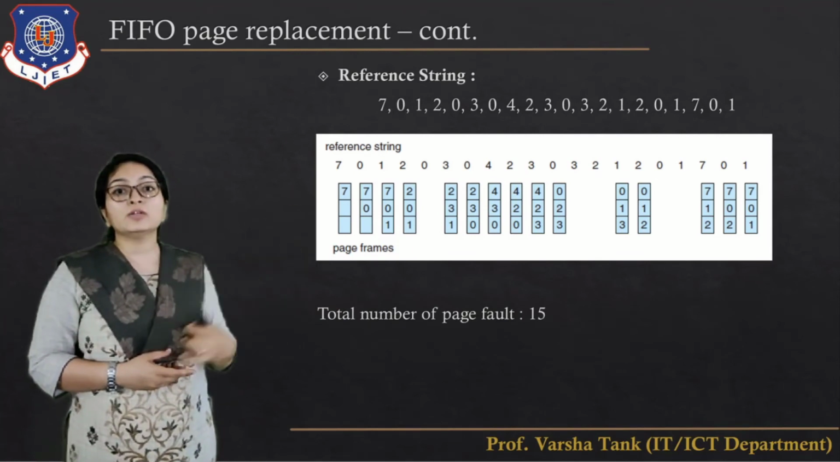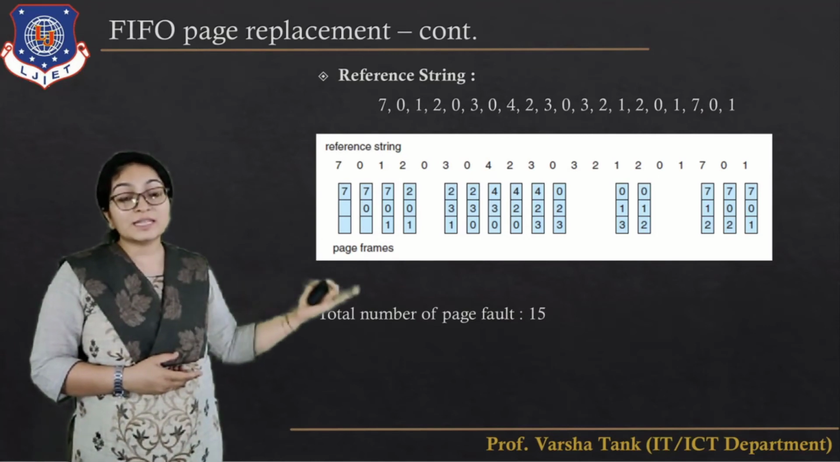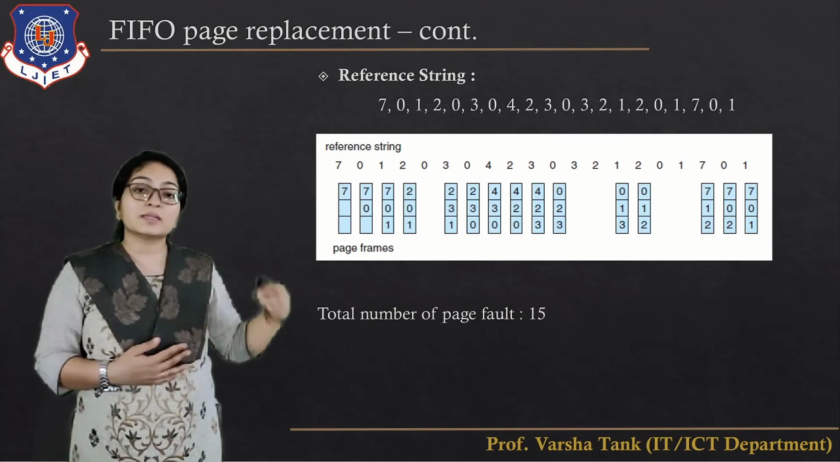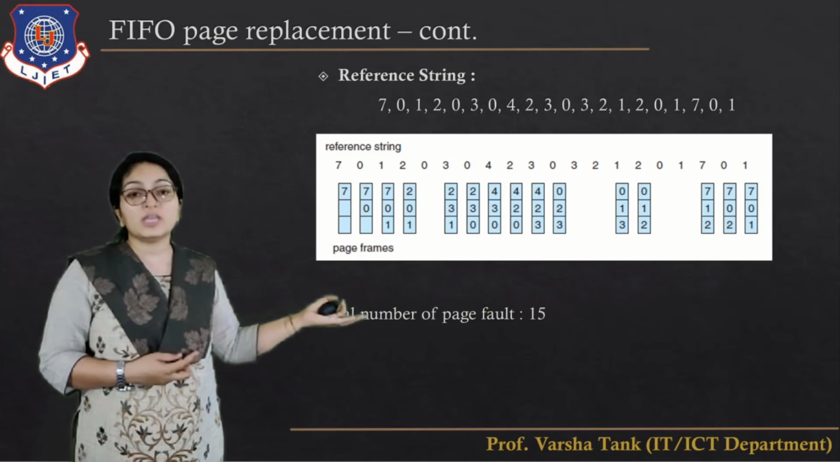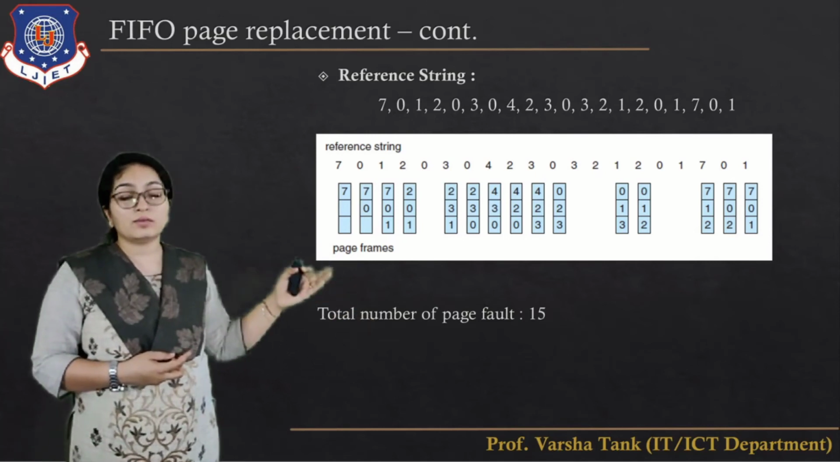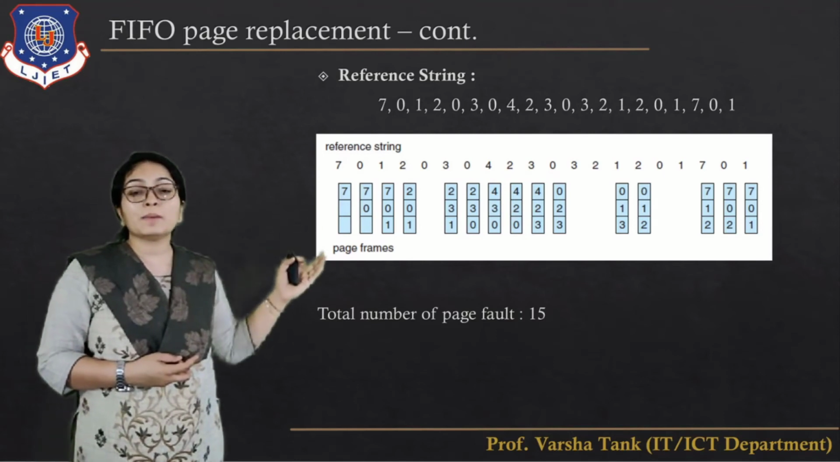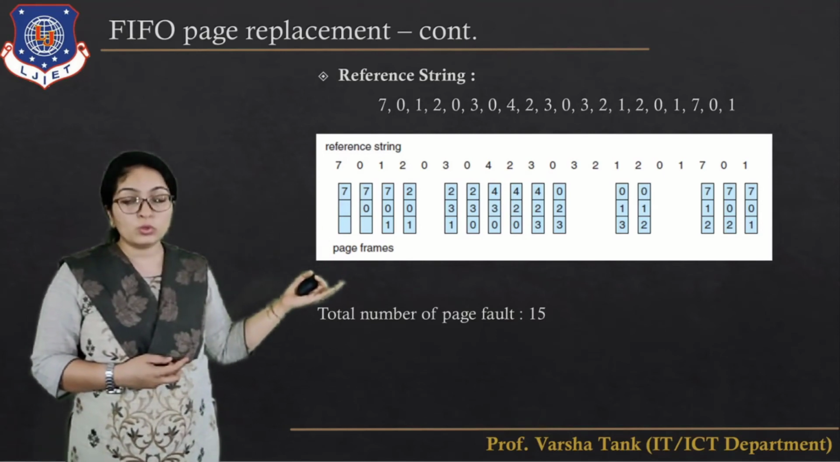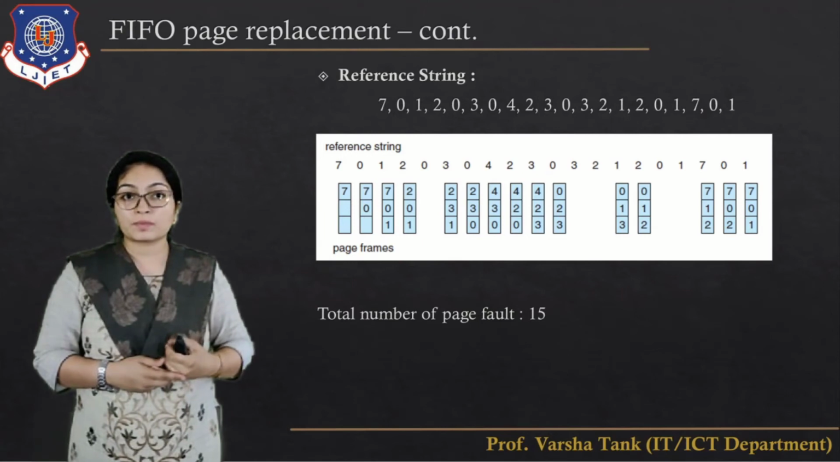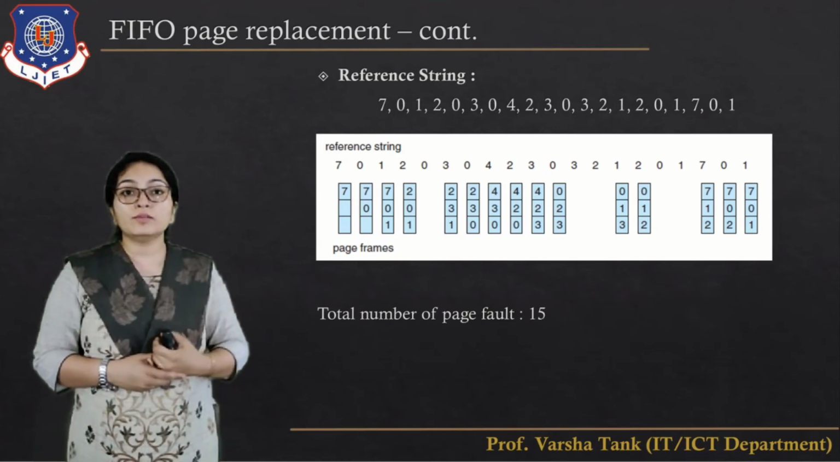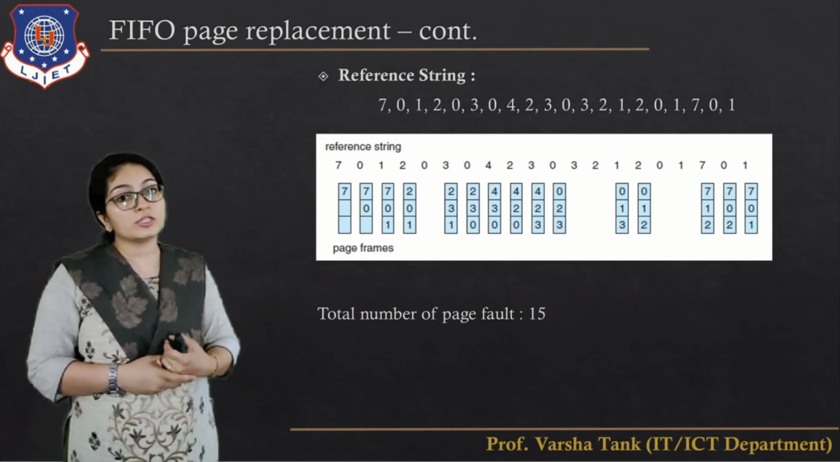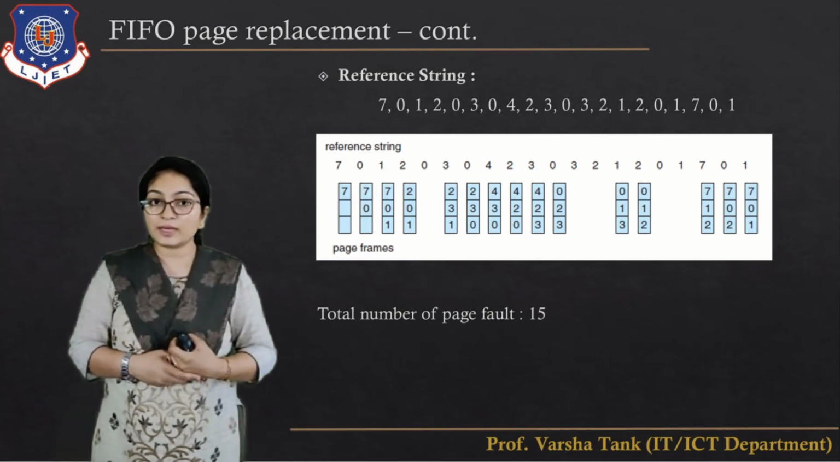After that again the 2 is there. So recently we have replaced the 2, but still we have to page in the 2 because we need this page 2 right now. Okay, so here again we are replacing the page number 3 with the page number 2 and again there is a page fault. Then now for 0 and 1 we don't require the page replacement because 0 and 1 are already there in the memory area.